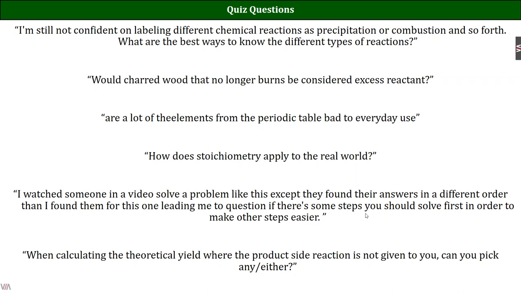Are there some steps you need to do first in these stoichiometry problems to make the other steps easier, or can you do them out of order? Once you have a balanced chemical reaction and you know what your limiting reactant is, any other questions can be answered in any order. Like, you don't have to find excess reactant before you find theoretical yield, right? They can be done in any order at that point. So there's not necessarily one order that you have to go in to answer all these questions. You don't need to answer all these questions all the time.